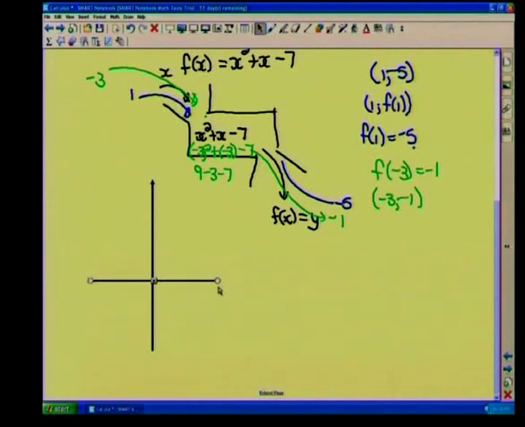So much for straightening it up. There you go, that's fine. And we are going to call this axis x, and we're going to call this axis the f of x, because we've established that y equals f of x.